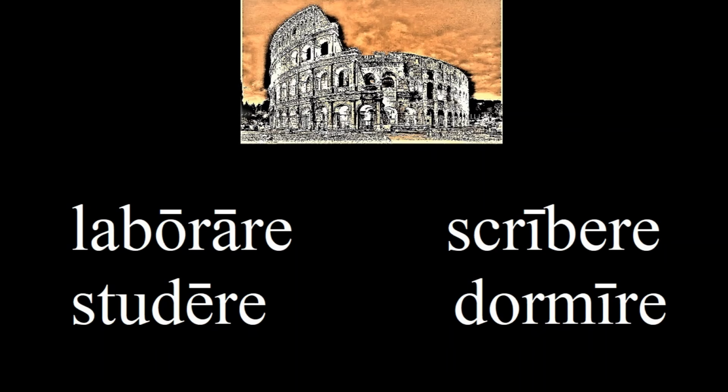When you look up verbs in a dictionary, they will be listed in infinitive form. For the verbs we've learned so far, this looks like laborare, scribere, studere, dormire. As you can see, the vowel before re in scribere is short, just like the tu form. But again, don't try to memorize these rules because that's no fun, and you will naturally learn them as we work through more verbs, like this one.